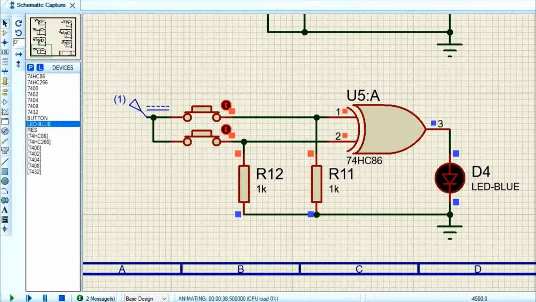Here is exclusive OR gate. Let's start simulation. If we have 1, 0 at input, output LED is on. Likewise, if we have 0, 1 at input, LED is again on. But if we have 0, 0 at input or 1, 1 at input, LED is off, which shows it works only for 1, 0 or 0, 1. Here is a proof for the working of our exclusive OR gate. Now, let's move to our next circuit.